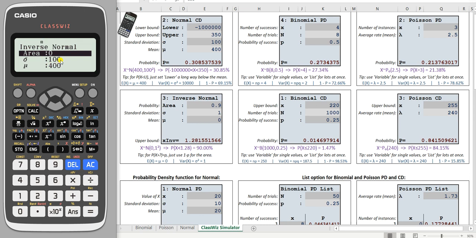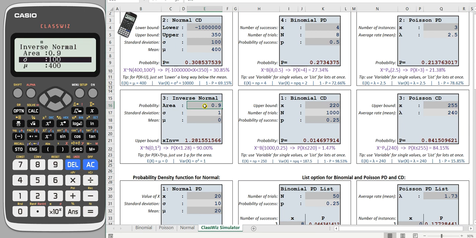We can put a number in here like 0.9 for the area. And the area, remember, corresponds to the probability. So if we look here where we've got inverse normal in the spreadsheet version, it tells us that the probability that x is less than 1.28 is equal to 90%. What that's saying is, here's the 1.28 that you would need for your upper bound in order to have an area below that point of 0.9.